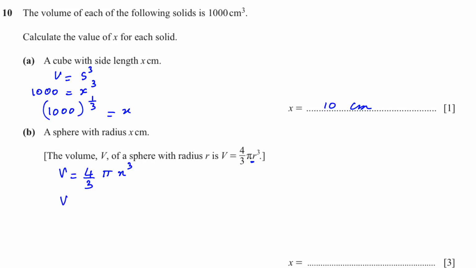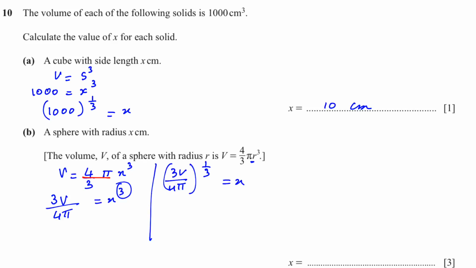Whenever you are moving to the other side, a number in the denominator will become part of the numerator, and the numerator will become part of the denominator. So 4 over 3 will go down, and this is x cubed. To move the cube to the other side, we will write it as the cube root of 3V over 4 pi.